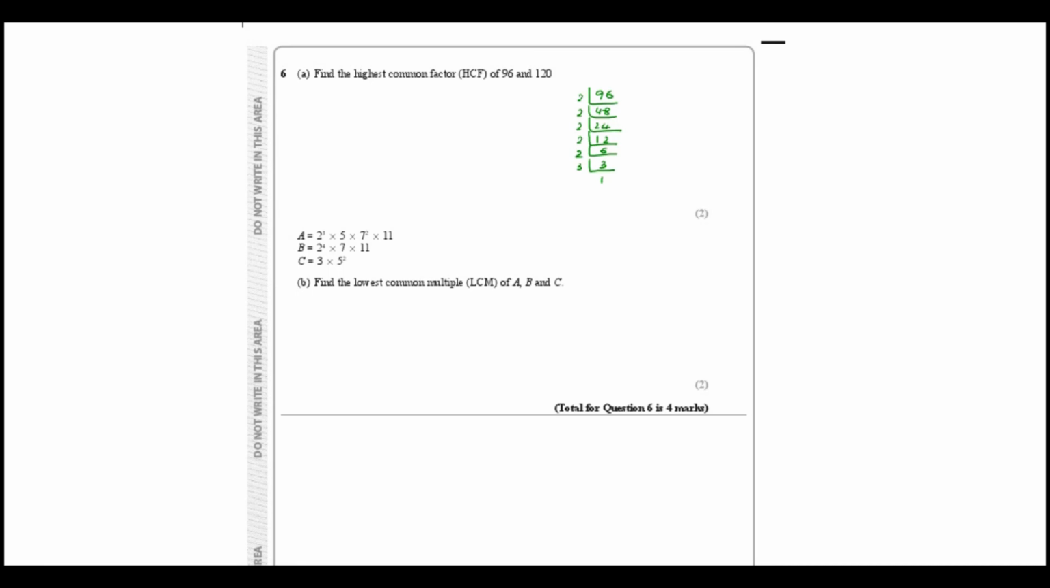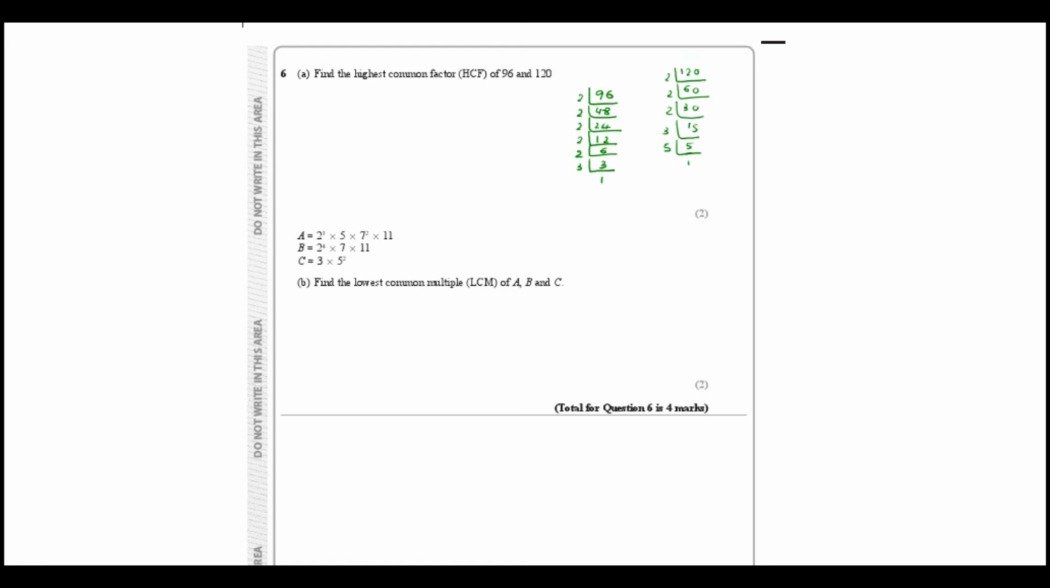Repeating the same process for 120 also. Dividing by 2 to get 60. Dividing by 2 to get 30. Dividing by 2 to get 15. Then I can divide by prime number 3 to get 5. Dividing by prime number 5 to get 1.